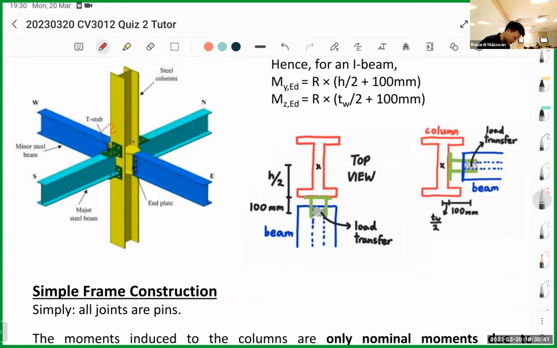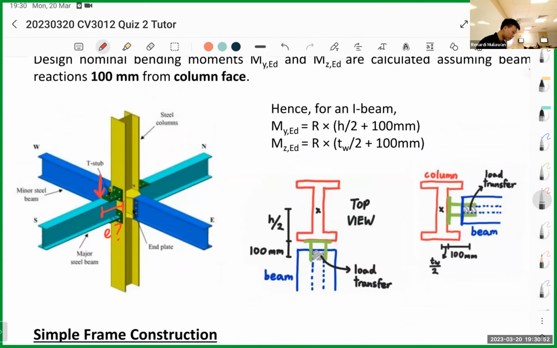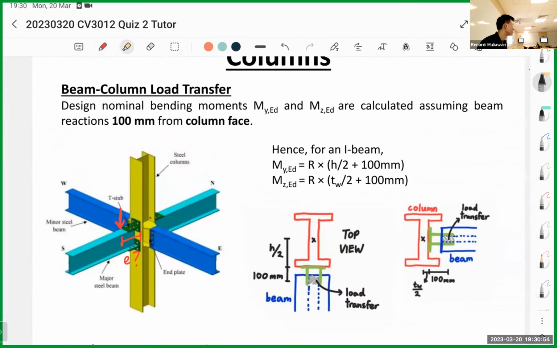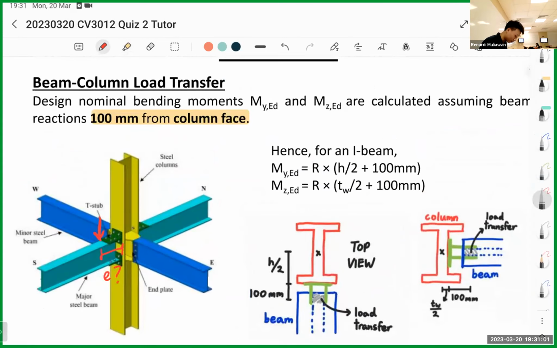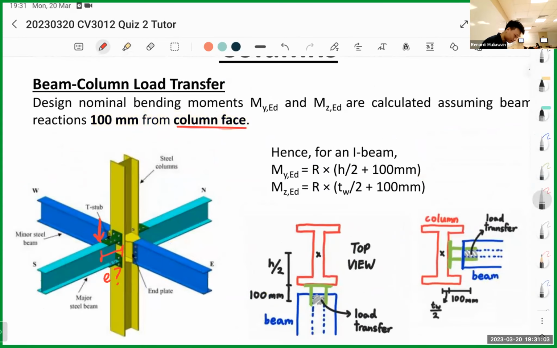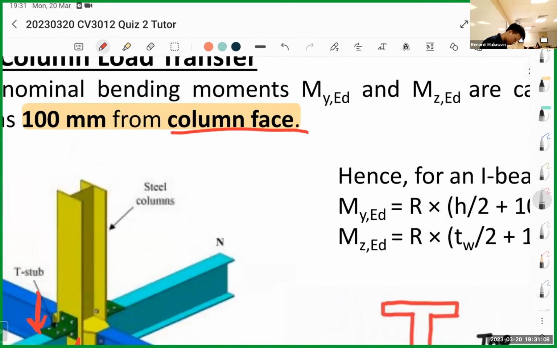Now let's talk about the eccentricity just now. The question is, how much is this eccentricity? Sometimes it's given if we know the exact value. However, most of the time in design, we just assume. The assumption is the eccentricity is 100 millimeters from the column face. Column face, not the centroid of the column. Be careful. From the column face, not centroid.